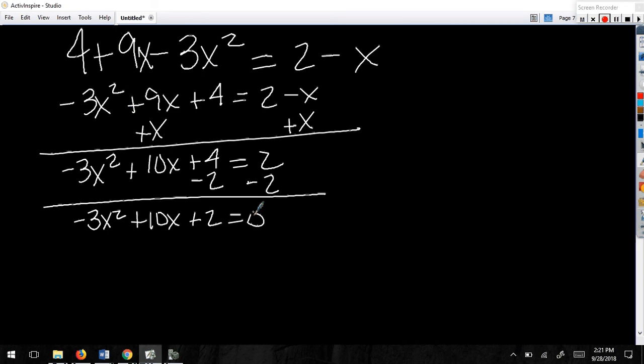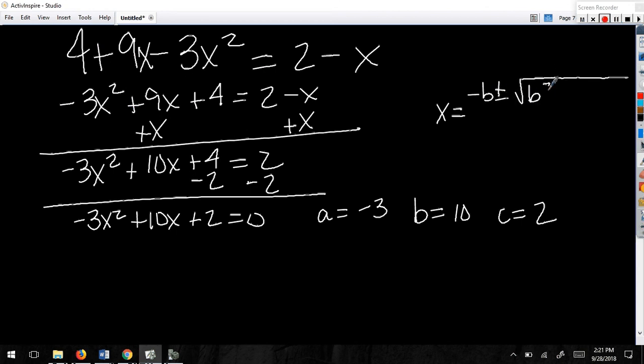Okay. Most of them will be set up for you already, but in the case that they're not, here's how you do it. All right, what is A? How about B? And C? I'm going to write your formula right here for you. Remember, I will give you this formula and keep it handy. You're welcome. All right, ready? Let's plug and chug.